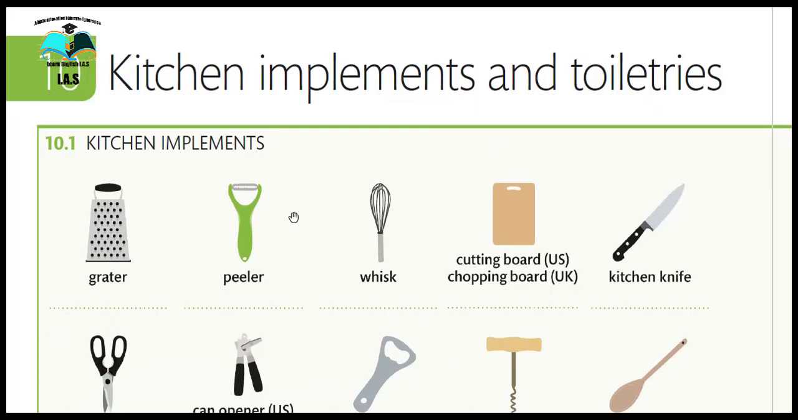First we're going to talk about the kitchen implements. This is grater, peeler, whisk, cutting board or chopping board. Cutting board is an American word, but chopping board is an English word.